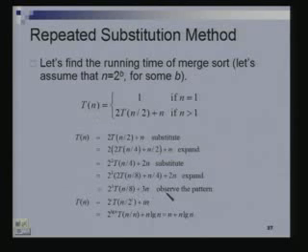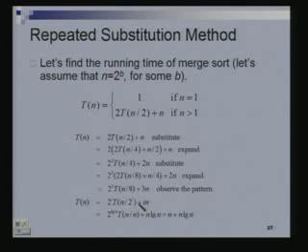Now I have to observe a pattern basically. What is it that is happening? I get 2 squared times T of n by 4 plus 2n, then 8 times T of n by 8 plus 3n, and so on. So, in general, after I have done this i times, I get 2 to the i times T of n by 2 to the i plus i times n. That is what the 3, the 2 and the 1 here mean.